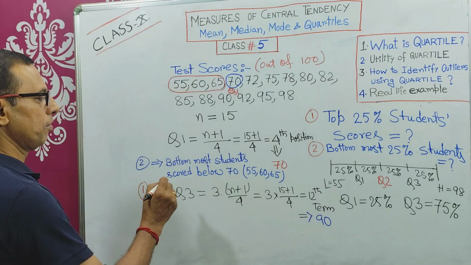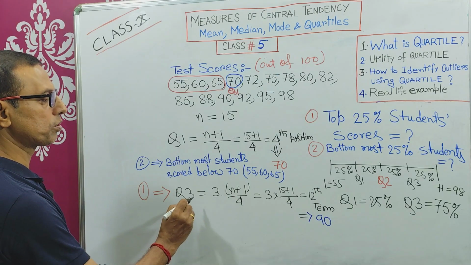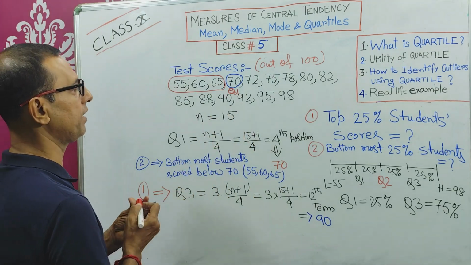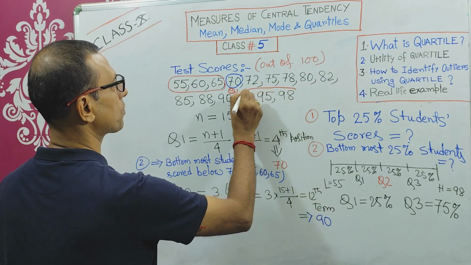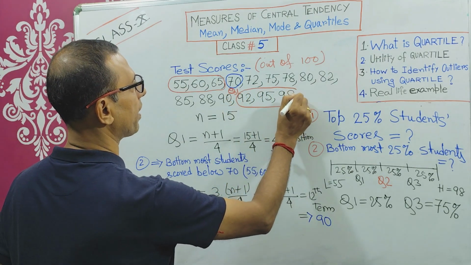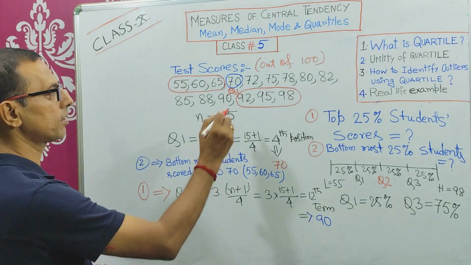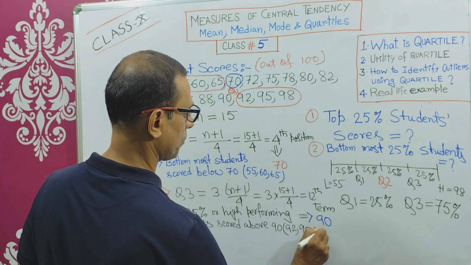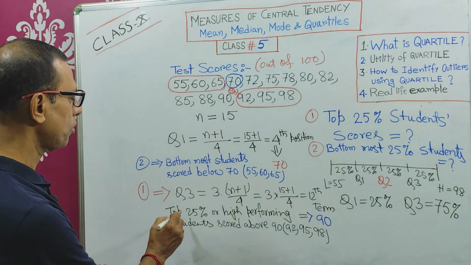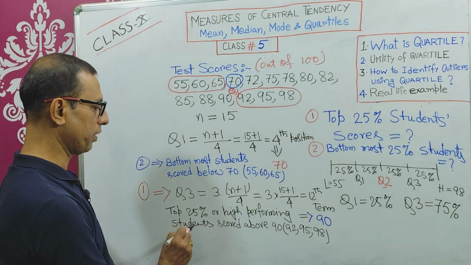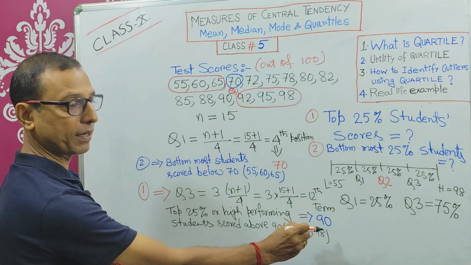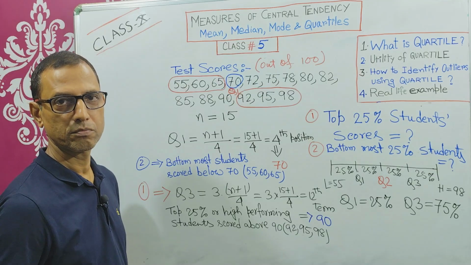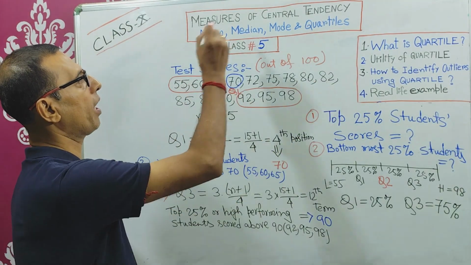Now, the students who have scored above 90, that means here it is 92, 95 and 98. The students who have scored these 92, 95, 98 are high performing students. These are the scores of high performing students, right? So, top 25% or high performing students scored above 90, so above Q3. Here it is 92, 95, 98. Those are the scores of high performing students. Right? So, that is all about quartile.